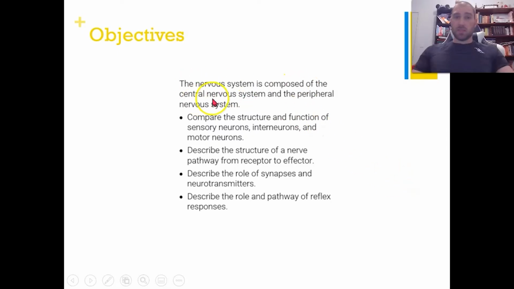The nervous system is composed of the central nervous system and peripheral nervous system. Compare the structure and function of sensory neurons, interneurons, and motor neurons. Describe the structure of the nerve pathway from receptor to effector. Describe the role of synapses and neurotransmitters, and describe the role and pathway of reflex responses.